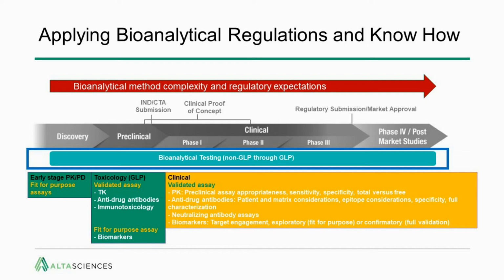When one transitions to the preclinical toxicology GLP studies, they need to have validated assays for toxicokinetics, anti-drug antibodies, and immunotoxicology testing, as well as fit-for-purpose assays for biomarkers. Now, the critical transition point between toxicology studies and the first-in-human studies is what we're going to be focused on today, and has additional complexities.